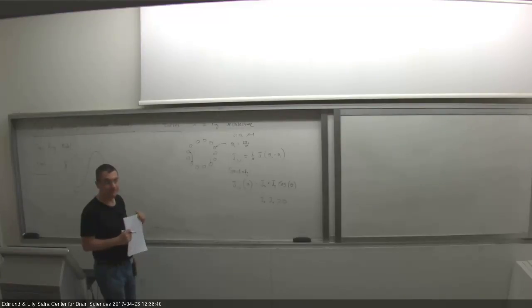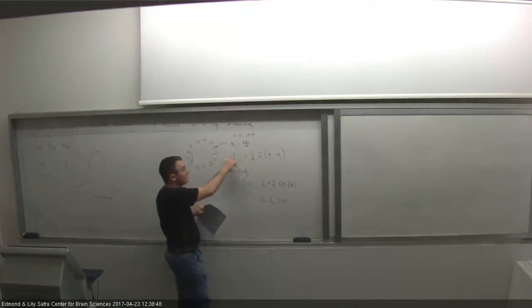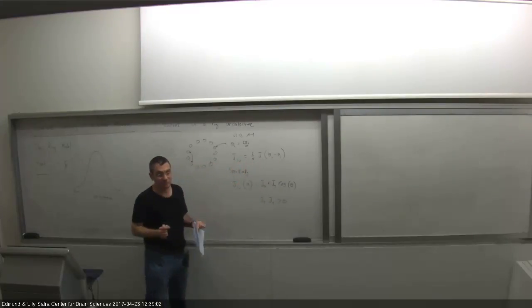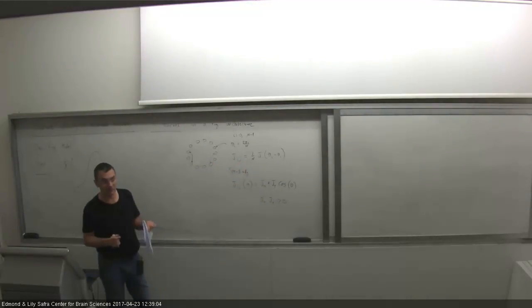More questions? Yes. What does it mean, J_ij? So each neuron is associated with an angle. Neuron I is associated with an angle theta I, and neuron J is associated with an angle theta J. And the strength of connection between them is just a function of these two numbers.